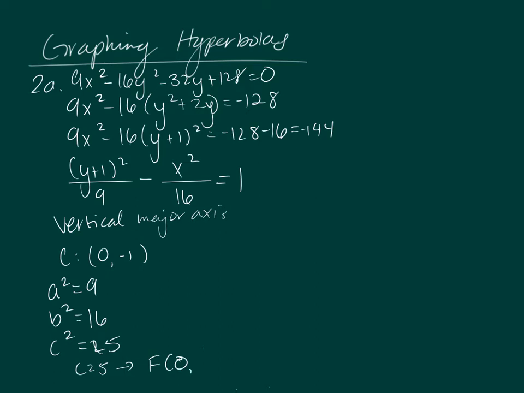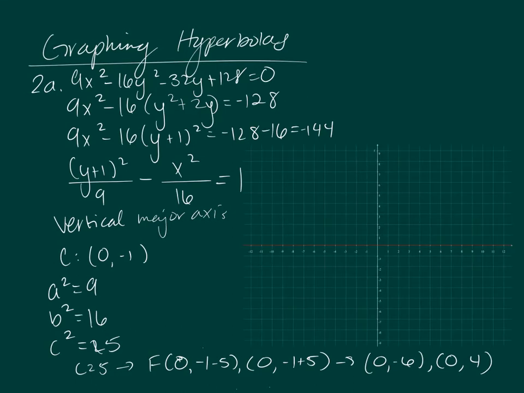0, comma, negative 1 minus 5, and 0, comma, negative 1 plus 5. So we get 0, negative 6, and 0, 4. And then we need to graph this. So before we start graphing, let's figure out what A is, which is plus or minus 3, and B is plus or minus 4. We're going to start off by graphing our center, which is 0, negative 1.